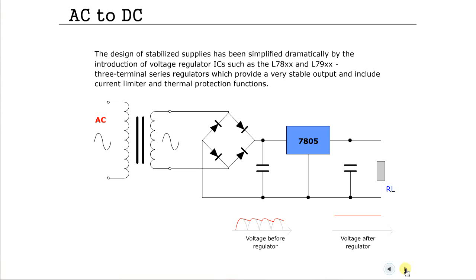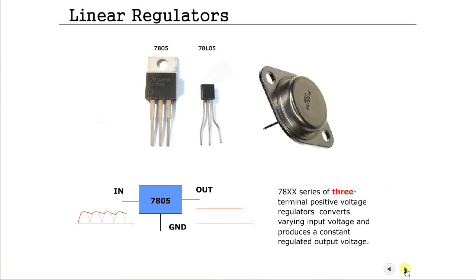The design of stabilized supplies has been simplified dramatically by the introduction of voltage regulator ICs such as the L78 and L79 3-terminal series regulators, which provide a very stable output and include current limiter and thermal protection functions. The 78XX series of 3-terminal positive voltage regulators converts varying input voltage and produces a constant regulated output voltage.